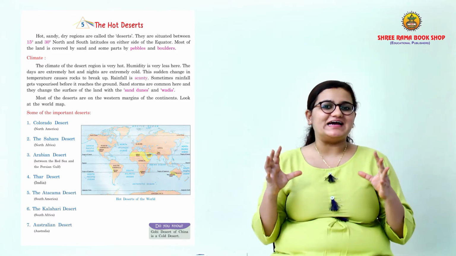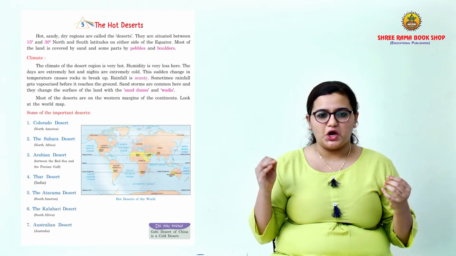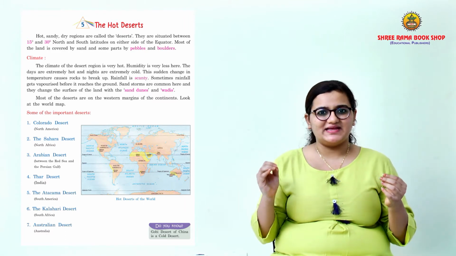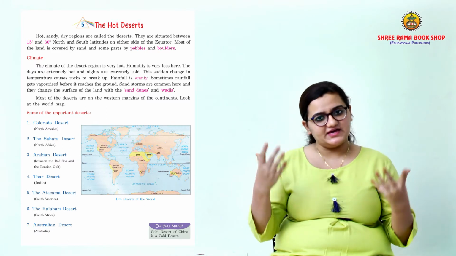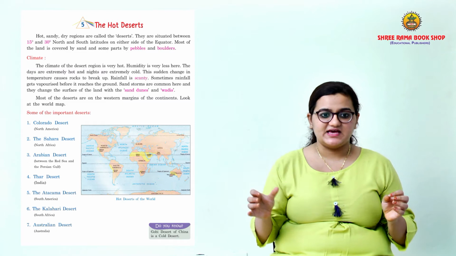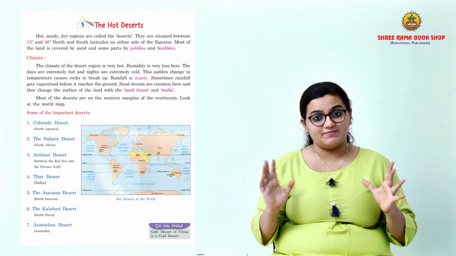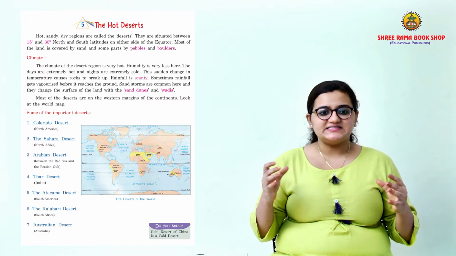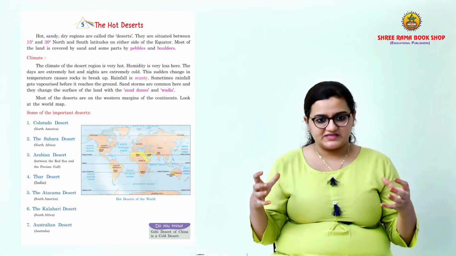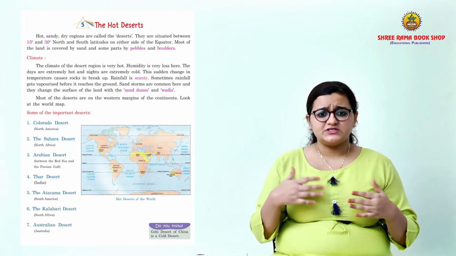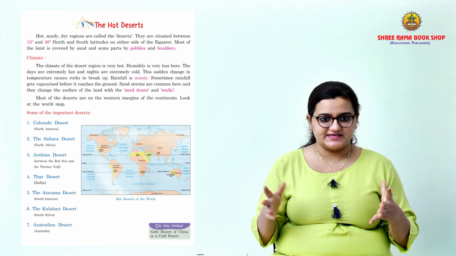Now let us look at the climate here. The climate of the desert region is very hot. Humidity is very less here. Humidity is the presence of water vapor in the air, so this is very less. The days are extremely hot and nights are extremely cold. This sudden change in the temperature causes rocks to break, due to which there is so much sand, as you can see.